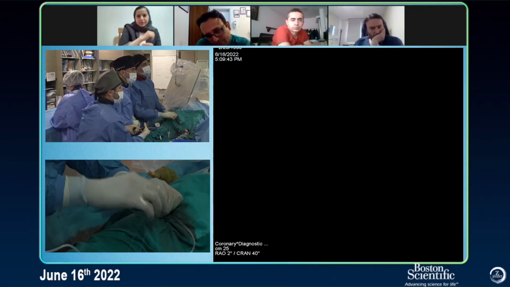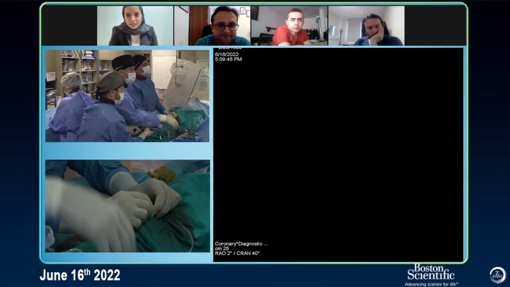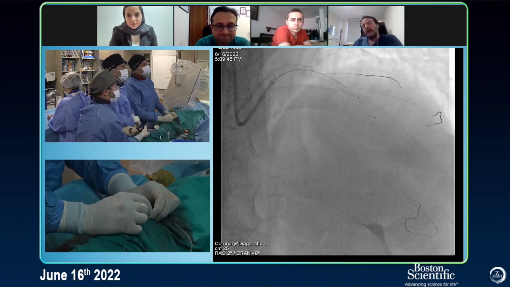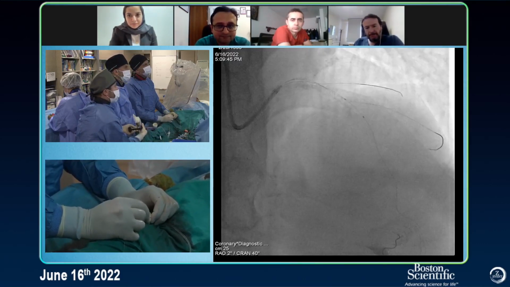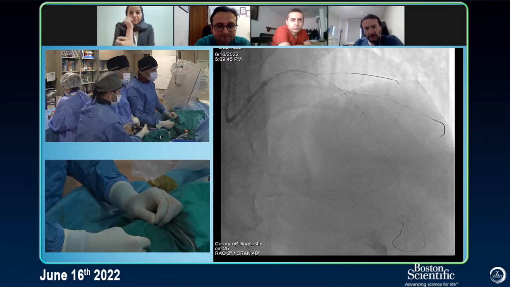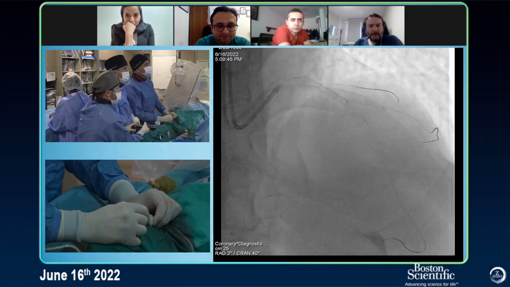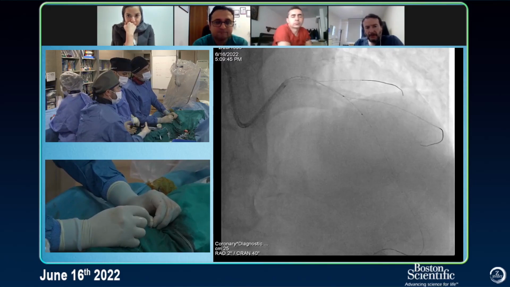But now let's try with the NC. Okay, it's opening nicely. This is one of the lesions. It's opening nicely, but before inserting the stent, I like to go at the proximal part. I like to go with the 3.5, up and down.